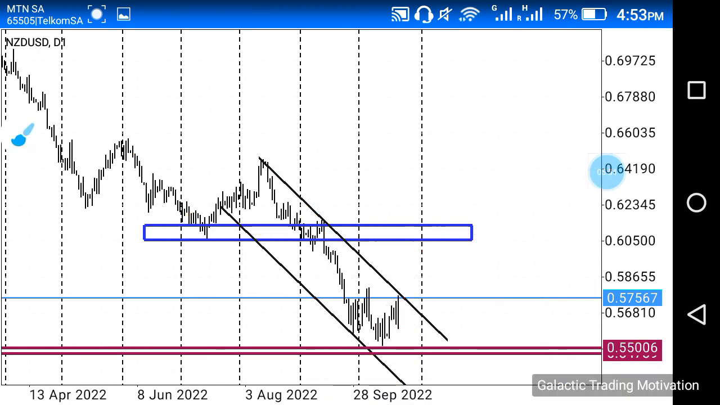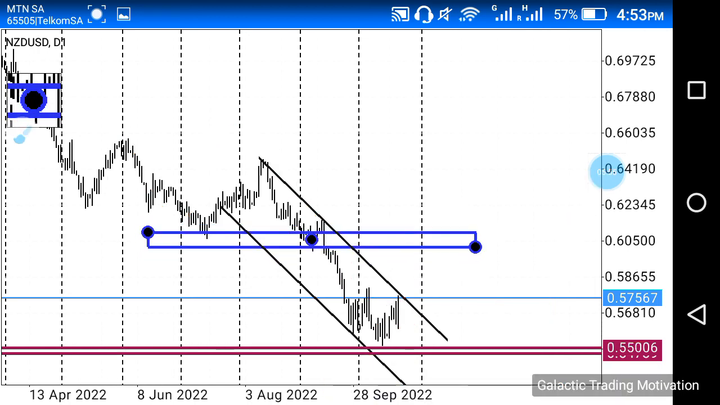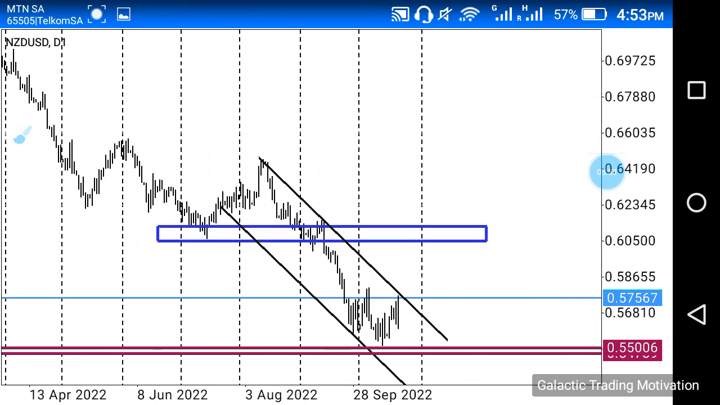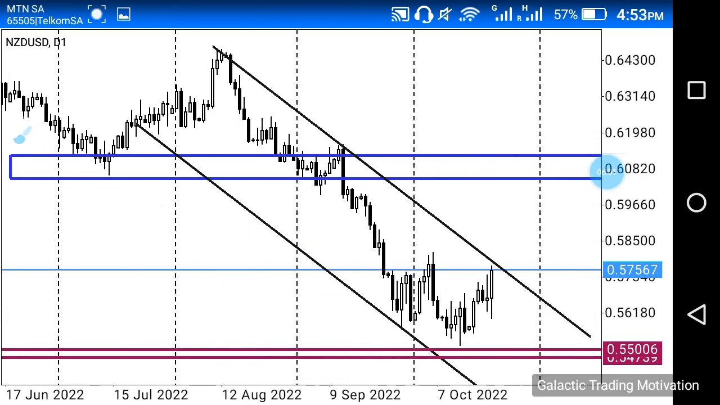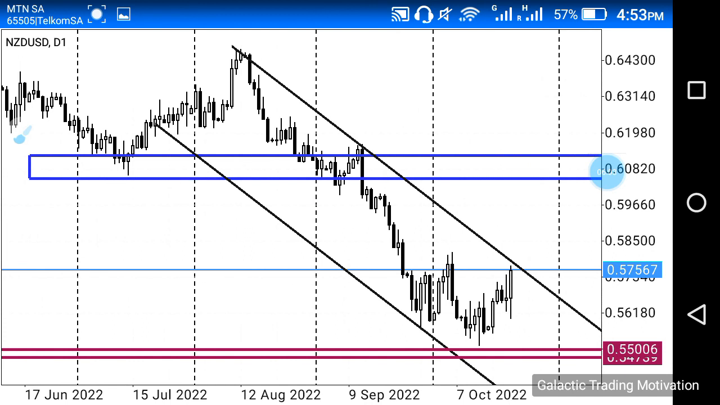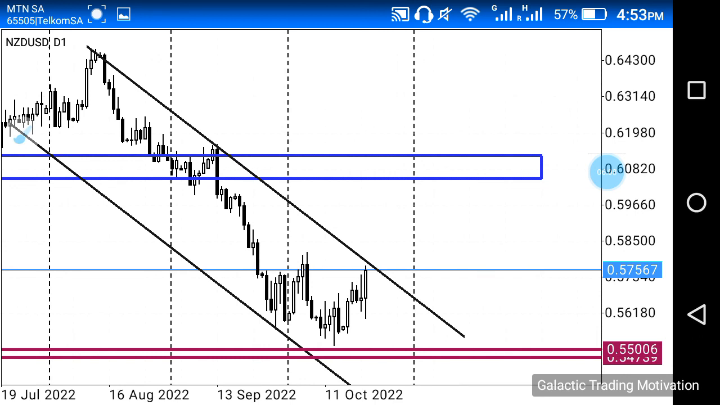I'm not necessarily saying that things will unfold in the manner in which I've just described. I'm just showing you some of the possible outcomes that we may experience in regards to NZDUSD. So here we are, guys, on the daily chart. What else do we see in regards to the daily chart?